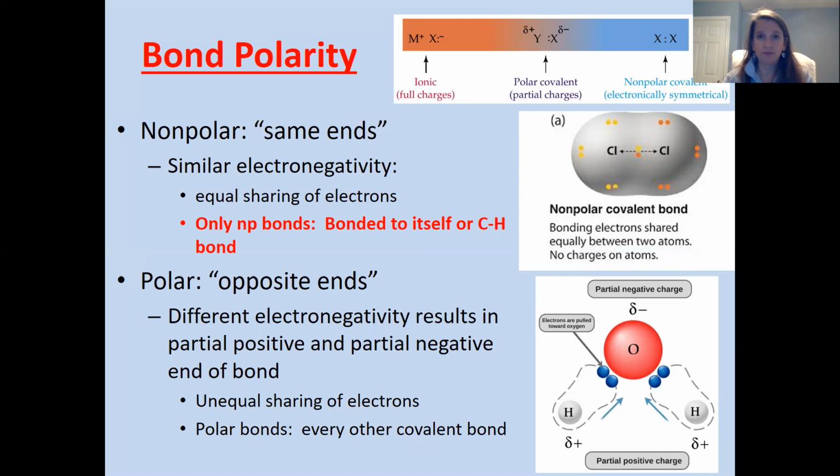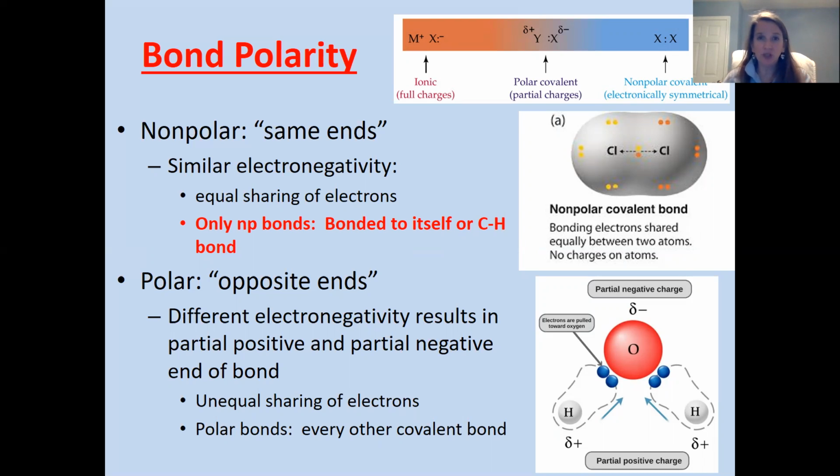Any other covalent bond would be considered polar, meaning that there's unequal sharing of electrons. That means one atom is going to pull the electrons closer to it because it has a greater electronegativity. So when you have a polar bond and something can pull the electrons closer, it's going to create a partial positive end and a partial negative end in that bond. Meaning here, one of these is going to be partially positive and one is going to be partially negative, because the electrons are negatively charged.